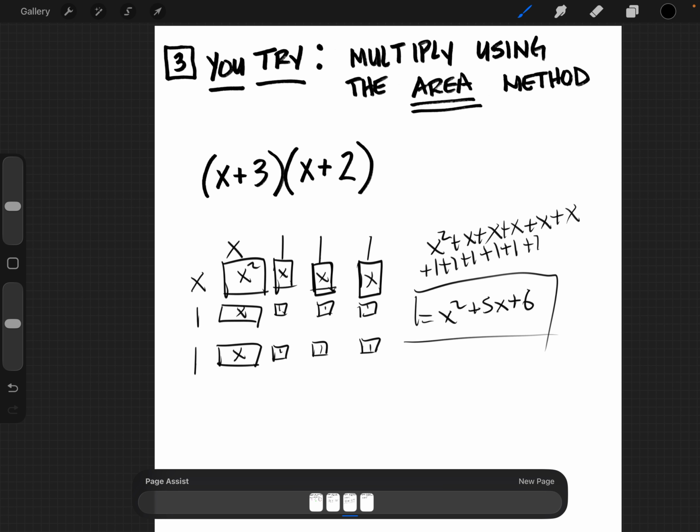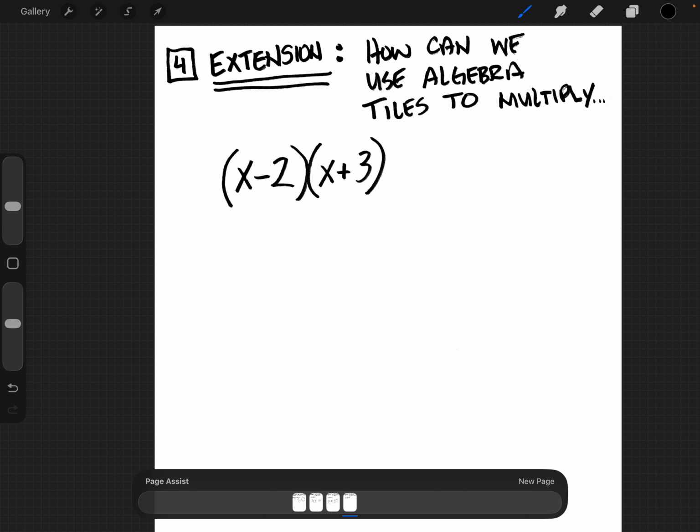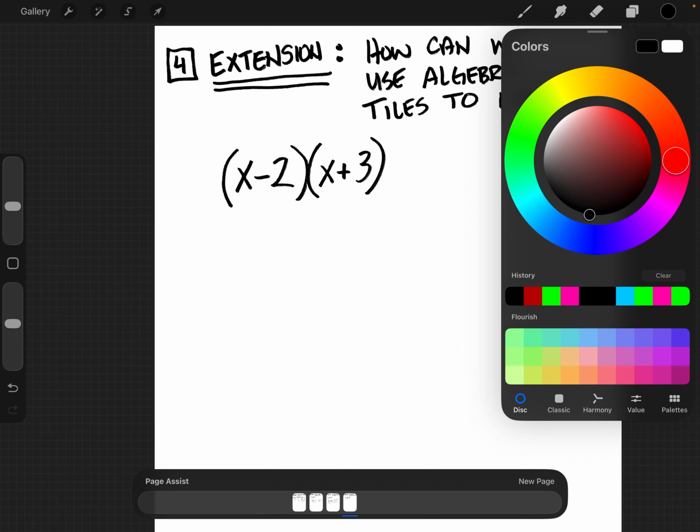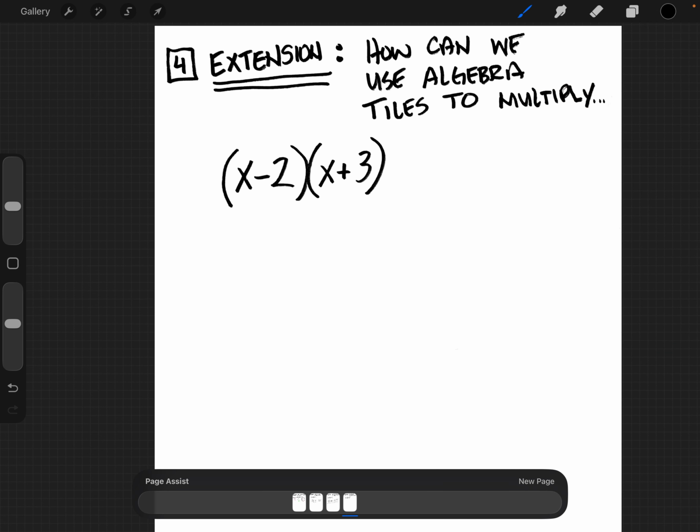So, with that being said, let's try a challenge problem. X minus 2 times x plus 3. In the case of this, we do run into an issue where we don't know how to show our negative integers. Luckily, all we really have to do is change the color of our 1 integer to match that negative number. So we'll go ahead and do it in order.